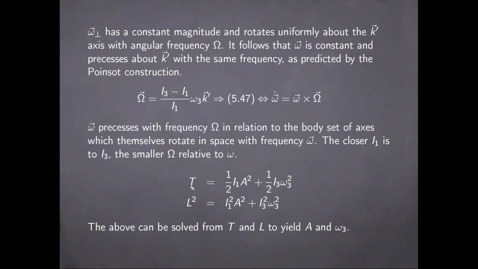And then obviously, in terms of the components of the angular velocity and the principal moments of inertia, we can immediately write the kinetic energy and the squared magnitude of the angular momentum vector. Solving these equations for the kinetic energy and for the magnitude of the angular momentum, we can obtain the amplitude A, which appeared in the solutions for the first two components of the angular velocity and the parallel component to the symmetry axis.